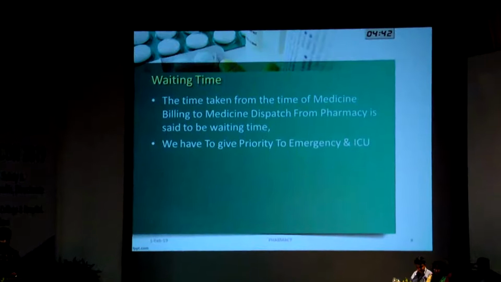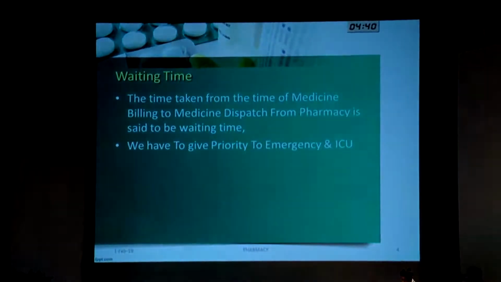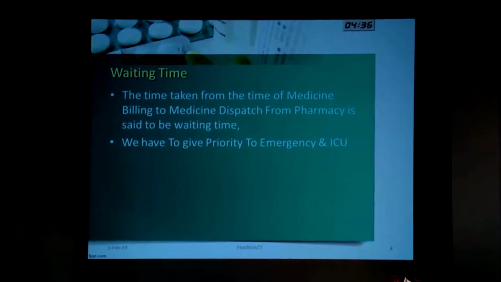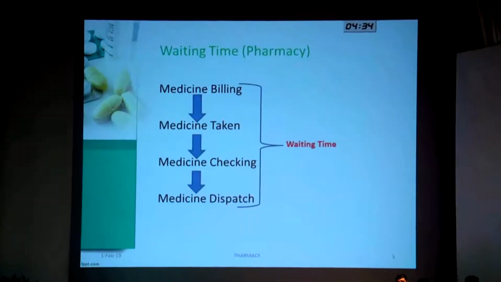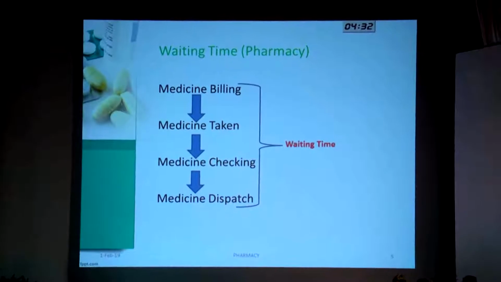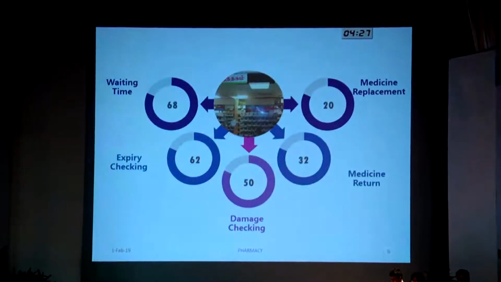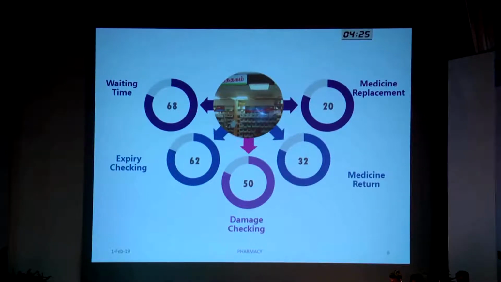You have to give medicine within a short time frame to the patient and patient attendant to reduce the stress level. And you have to give priority to emergency and ICU patients. This is the process flow of our hospital pharmacy, and the waiting time may rise in any of these 4 steps. And these are the problems and their frequency.